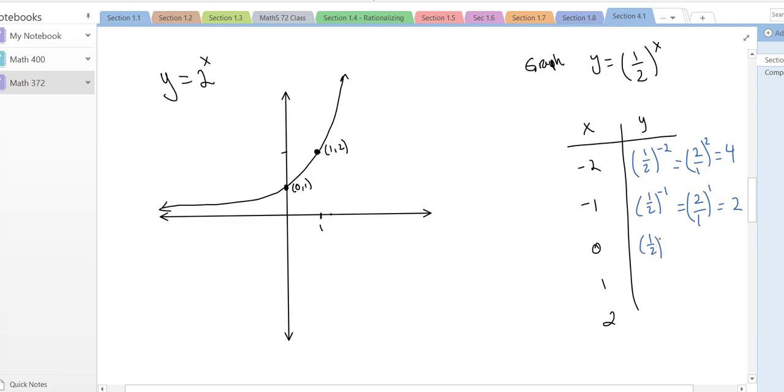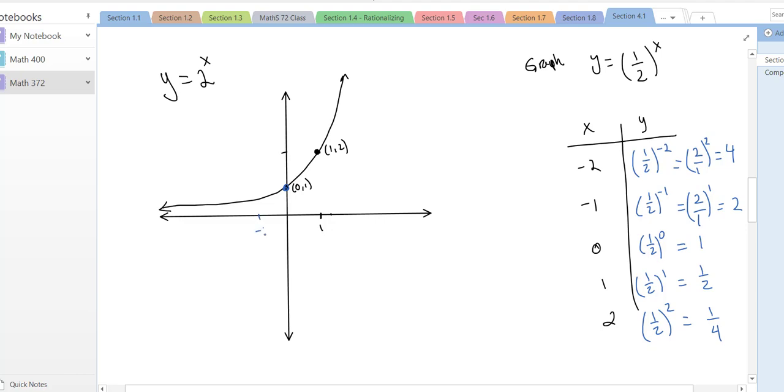And then 1/2 to the 0, any non-zero number to the 0 power is 1. And then 1/2 to the 1 is 1/2. And 1/2 to the second power is 1/4. So when I plot these, at 0 we retain the same y-intercept. When x is 0, y is 1.